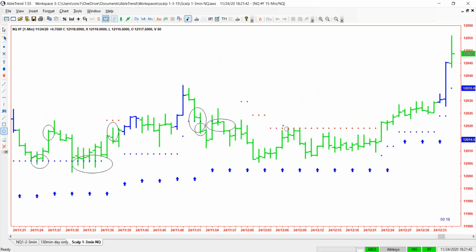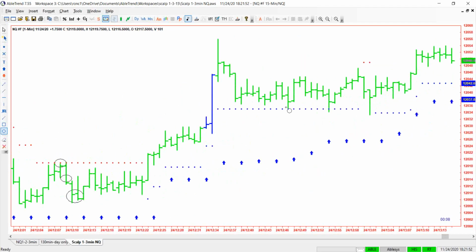You get the picture from here. This hits the red dot, closes under it. 1 minute later, another winner. It was just a fantastic day, unbelievable day. A day you dream about. Hits the blue dot, closes above it. 1 minute later, another $100. Hits the blue dot, closes above it. 2 minutes later, another $100.